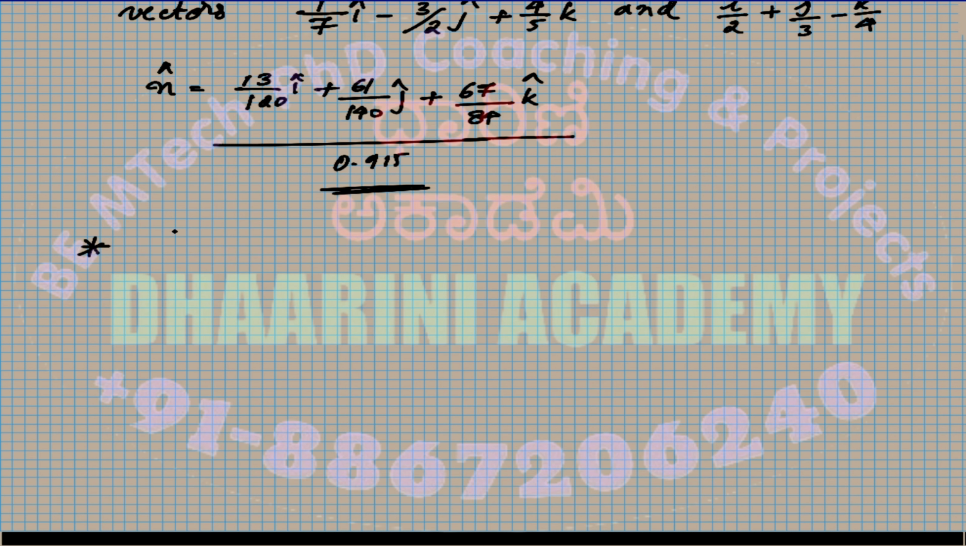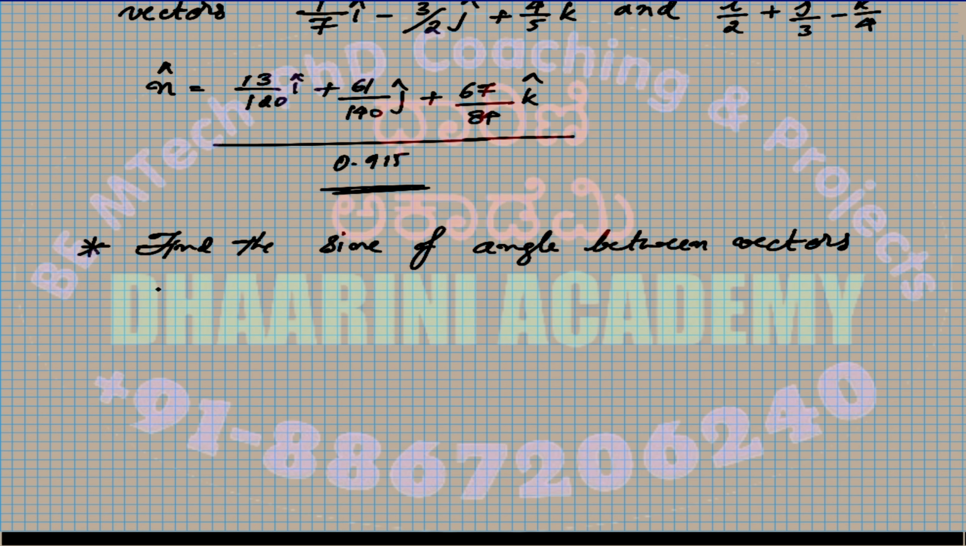This is about finding the sine of the angle between two vectors. Find the sine of the angle between the vectors i minus j plus k cap and 2i plus 4 j cap minus 3 k cap. So sine theta is being asked over here.